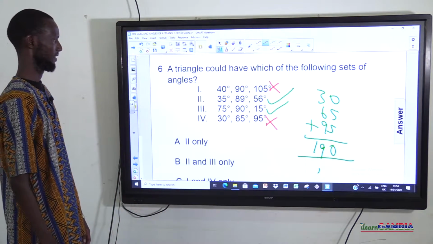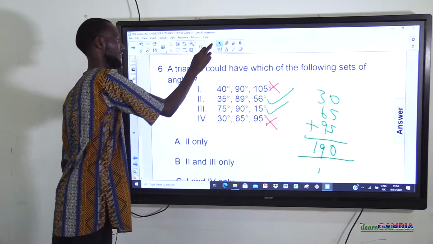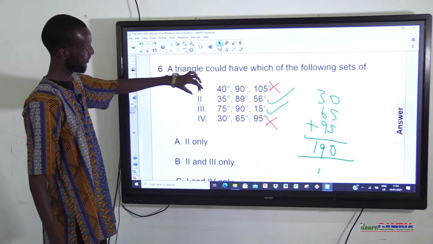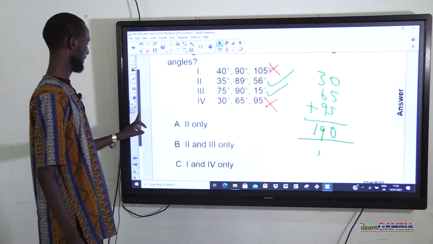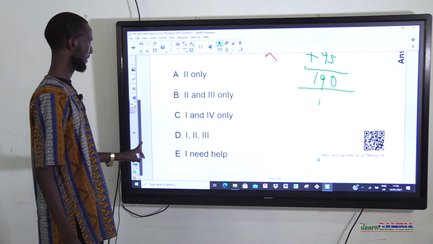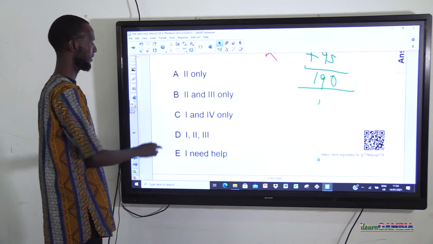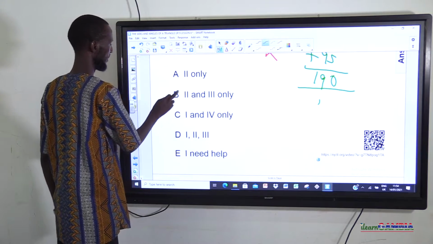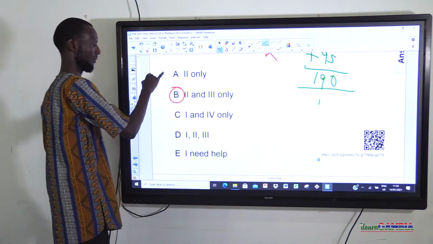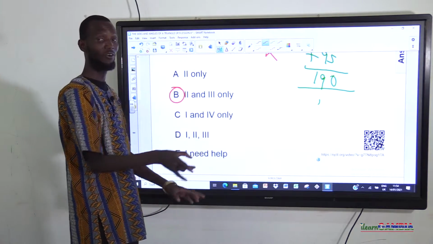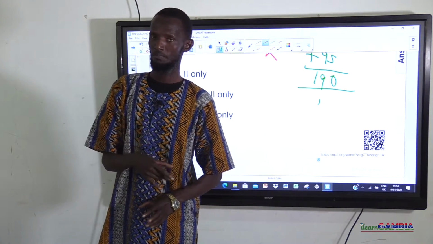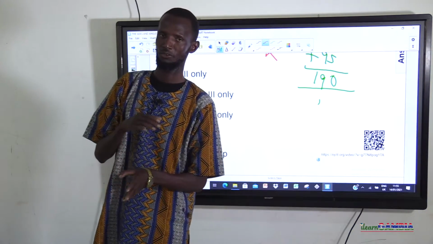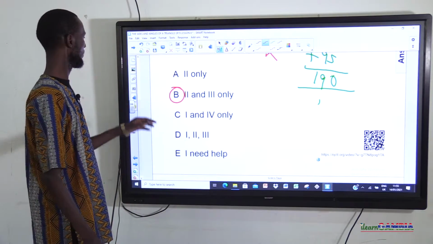So in the end, the only two that give us a triangle is Roman figure 2 and Roman figure 3. And yes, that means B. That is Roman figure 2 and Roman figure 3 only. Those are the only two that give you angles that you added up and you got 180. So those are the only ones that can form a triangle.